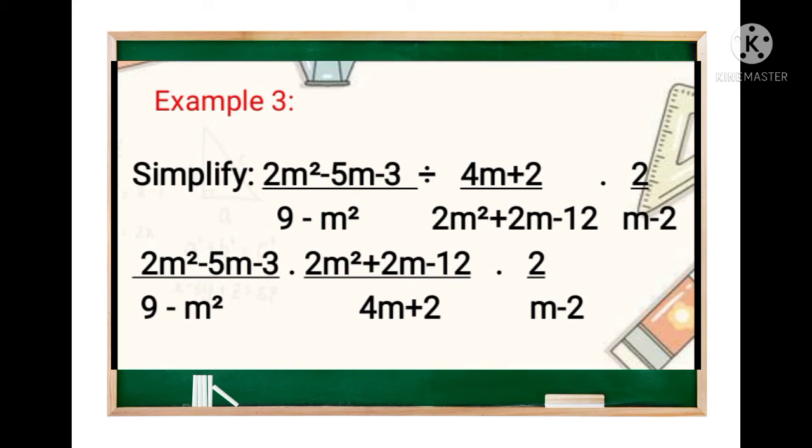2m squared minus 5m minus 3 over 9 minus m squared divided by 4m plus 2 over 2m squared plus 2m minus 12 times 2 over m minus 2. That becomes 2m squared minus 5m minus 3 over 9 minus m squared times the reciprocal of 4m plus 2 over 2m squared plus 2m minus 12, which is 2m squared plus 2m minus 12 over 4m plus 2, times 2 over m minus 2.